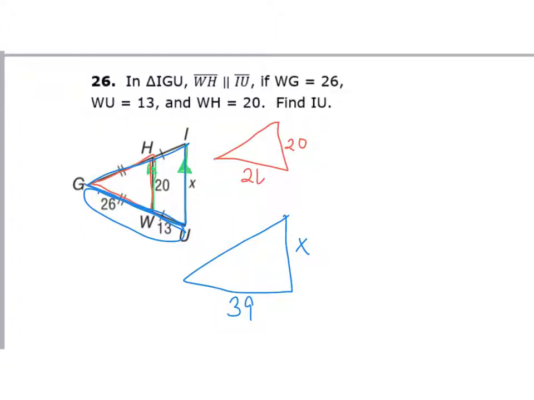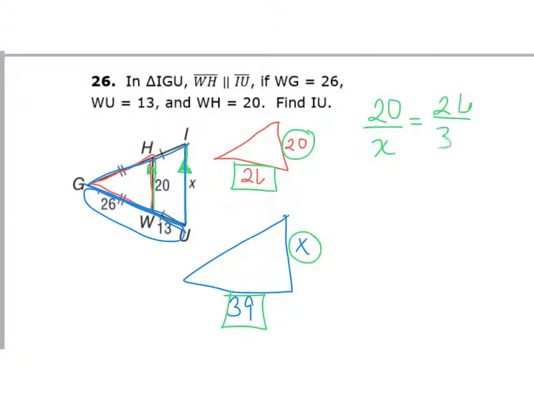Okay, so when I set up my proportions, I'm going to do the parallel side to the parallel side equals the bottom to the bottom. You may not have set yours up exactly like this, but just make sure that your 26 is across from your X and your 20 is across from your 39. If it is, then you set it up correctly.